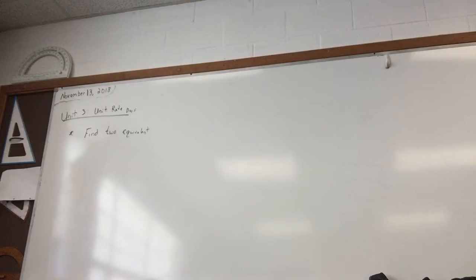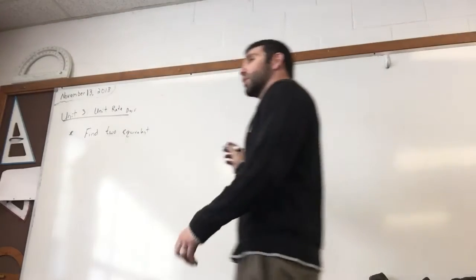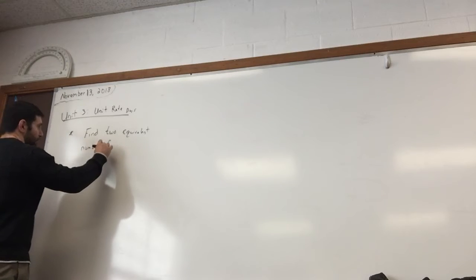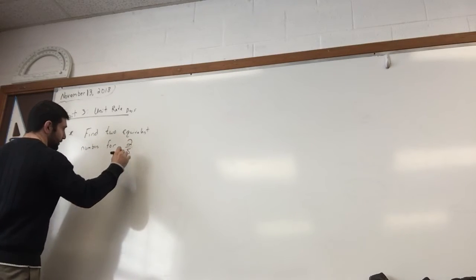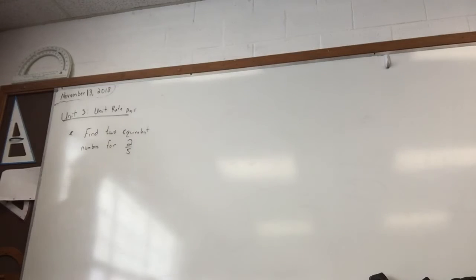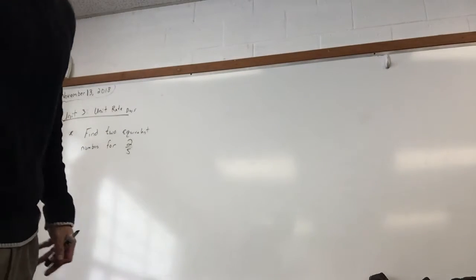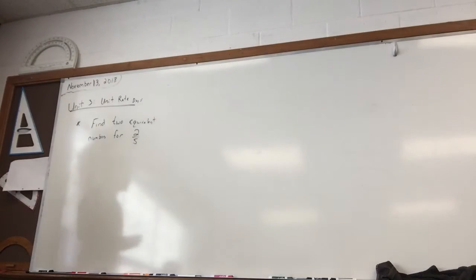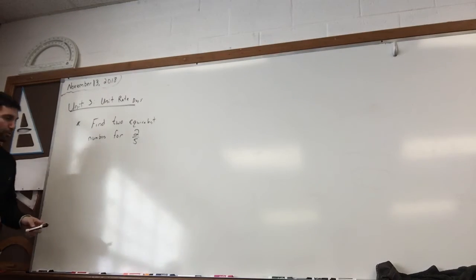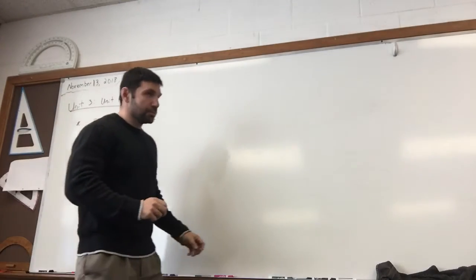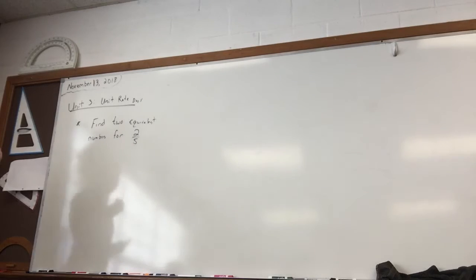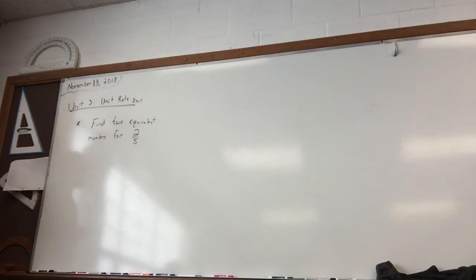Okay. So, it's going to say find two equivalent numbers for 2/5. How are we going to find equivalent numbers to this ratio? What do you think? So we need two numbers that are going to be the same when simplified to 2/5. So what do you think I'm going to need to do?